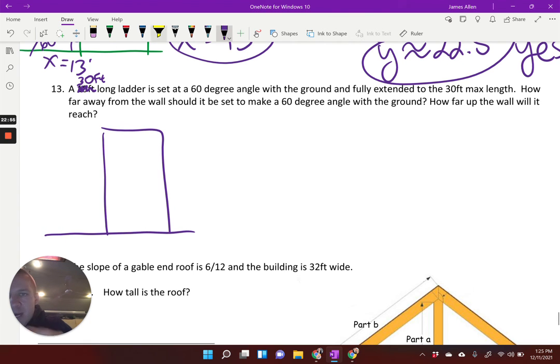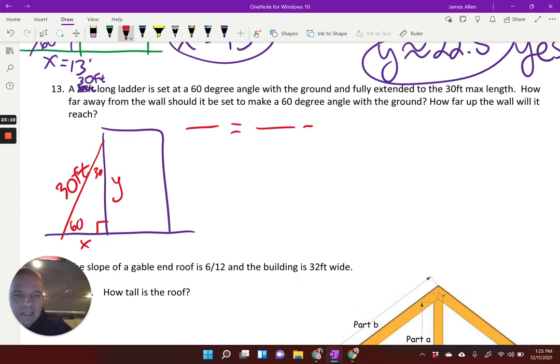Feel free to pause it, try it. I'm going to go with the red ladder this time. So this is a 30-foot long ladder. This is 60 degrees. This is 30. That's 90, right? It says that it makes a 60-degree angle with the ground. Call that x, and we'll call this y.